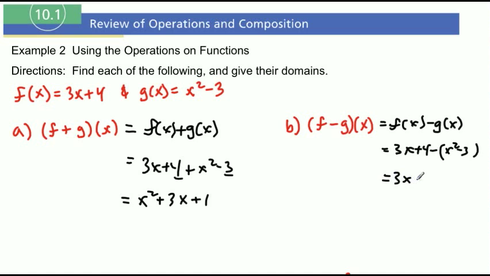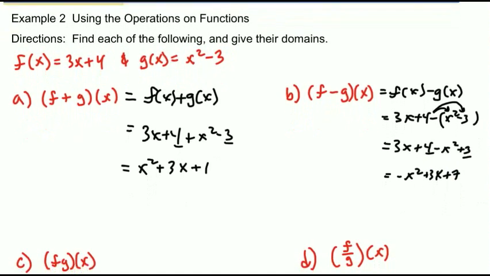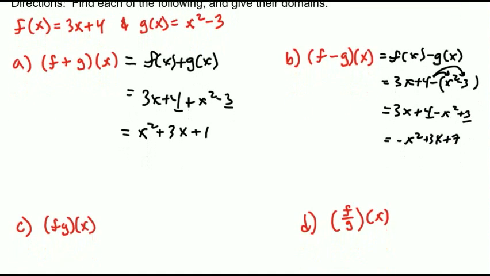So I'm just going to first distribute: negative times a positive is a negative x squared, and then a positive 3 because negative times a negative is positive. Okay, now we combine terms. We bring down the negative x squared term, bring down the 3x, but then we can combine 4 plus 3, which is 7. All right, so now let's do the same for multiplying and dividing these guys.